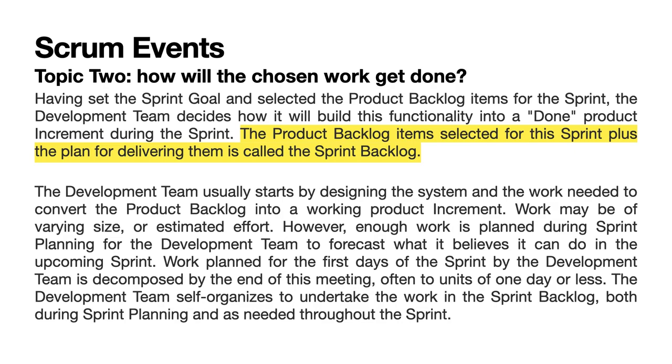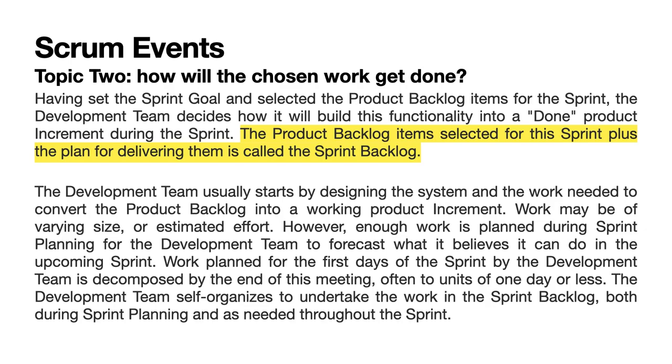The development team usually starts by designing the system and the work needed to convert the product backlog into a working product increment. Work may be of varying size, or estimated effort. However, enough work is planned during sprint planning for the development team to forecast what it believes it can do in the upcoming sprint. Work planned for the first days of the sprint by the development team is decomposed by the end of this meeting, often to units of 1 day or less.